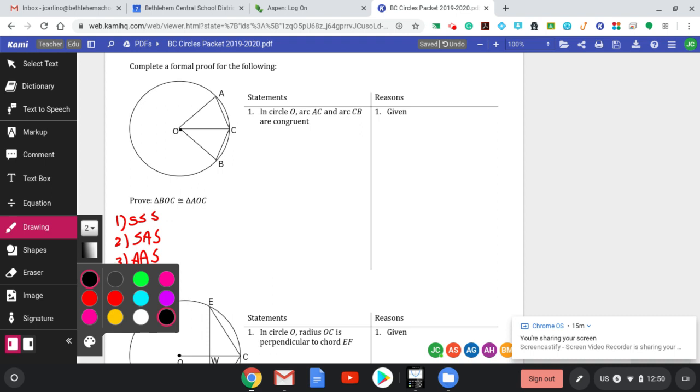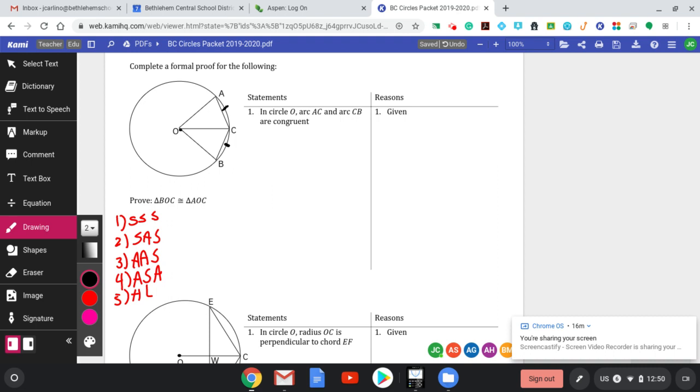Arc AC and arc CB are congruent. So if the arcs are congruent, we can use our tick marks there just like we would on a side. Now we need to get the two triangles congruent by one of our methods here. So we've got to go back to our theorems from yesterday. If the arcs are congruent, what else must be congruent?